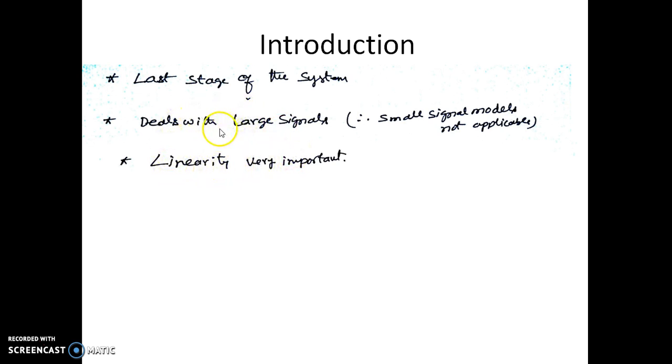In case of power amplifiers, linearity is very important. So linearity plays a major role in deciding what is the total harmonic distortion of the output waveform. So that's why the linearity of the power amplifier should be as linear as possible.